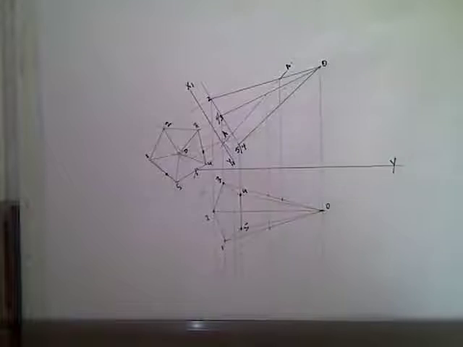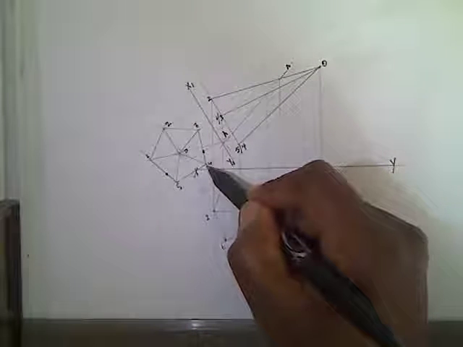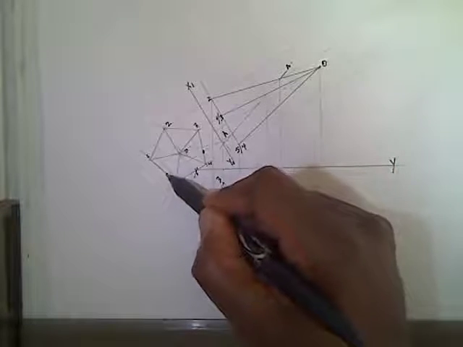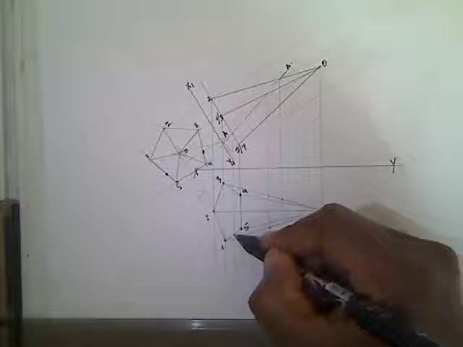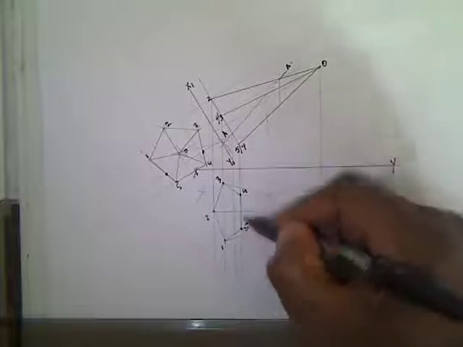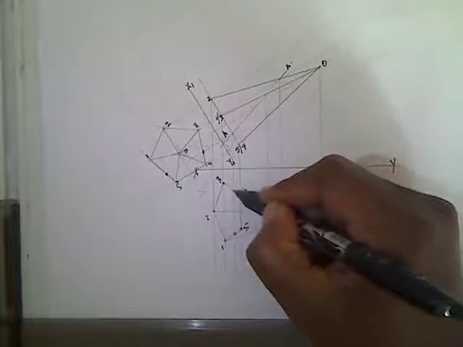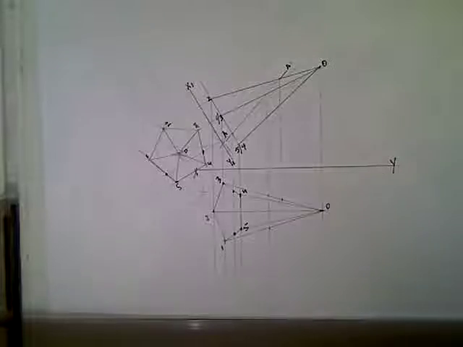What has survived is 5 to 4, and as 4 goes to 3, it will end there. As 5 goes to 1, let's check. Here is 1. As 5 goes to 1, it cuts here. As 4 goes to 3, it ends there.